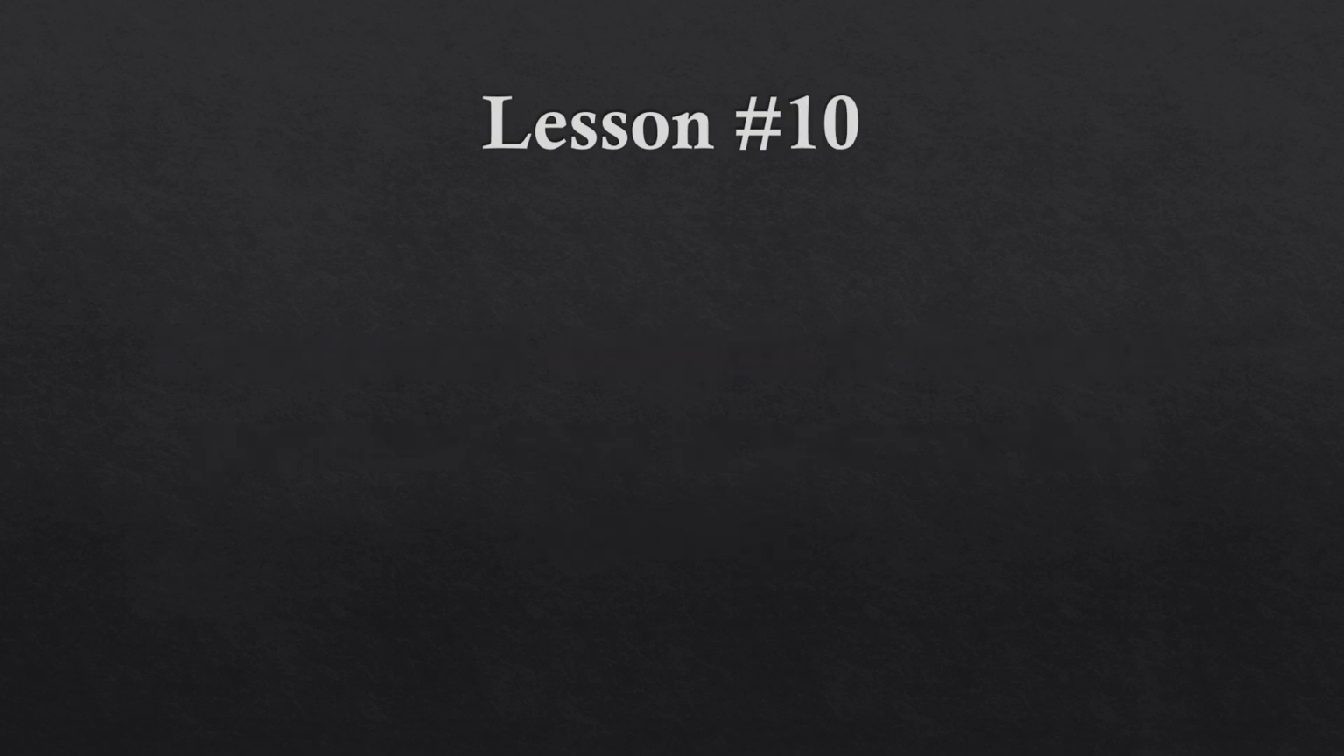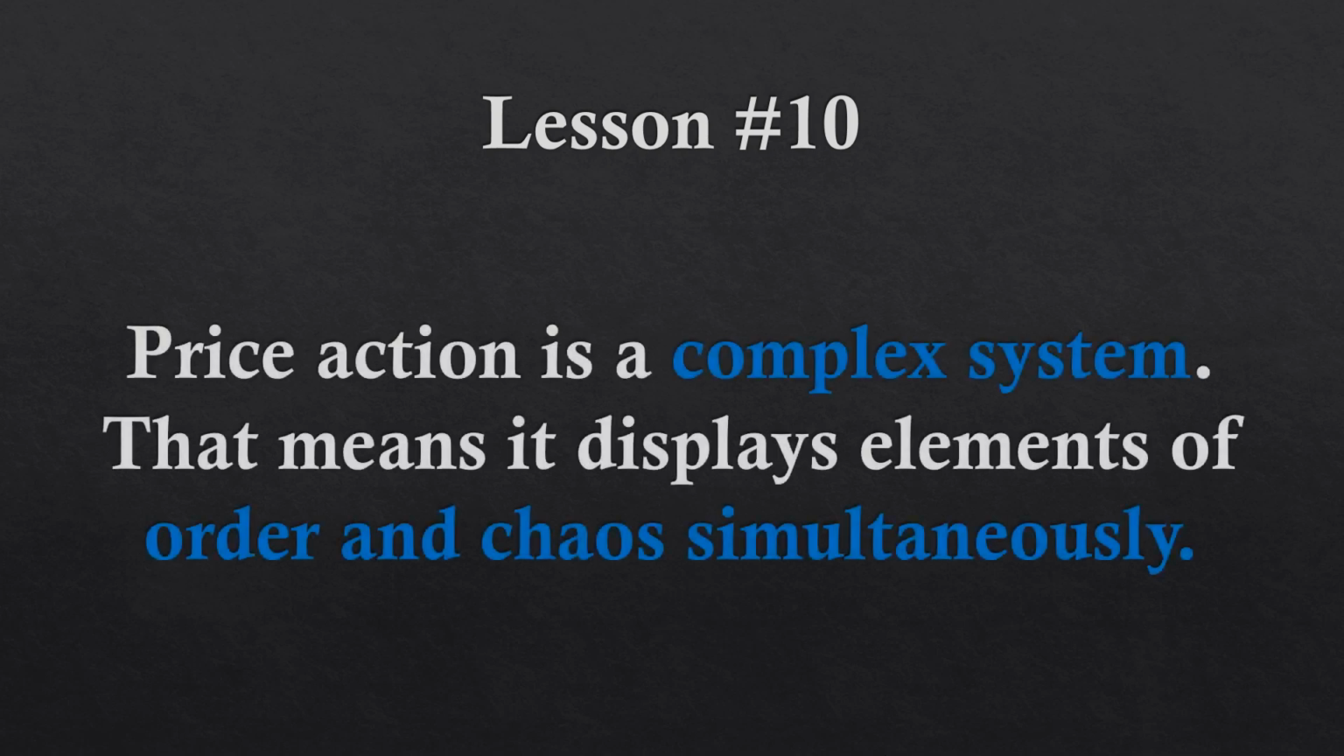Lesson number 10. Price action is a complex system. That means it displays elements of order and chaos simultaneously. The financial market is considered to be a complex system, which the main characteristic is to display order and chaos at the same time. Most people think that something can either be orderly or chaotic. These two elements are not mutually exclusive. That means sometimes trading is very easy and sometimes trading is impossible.